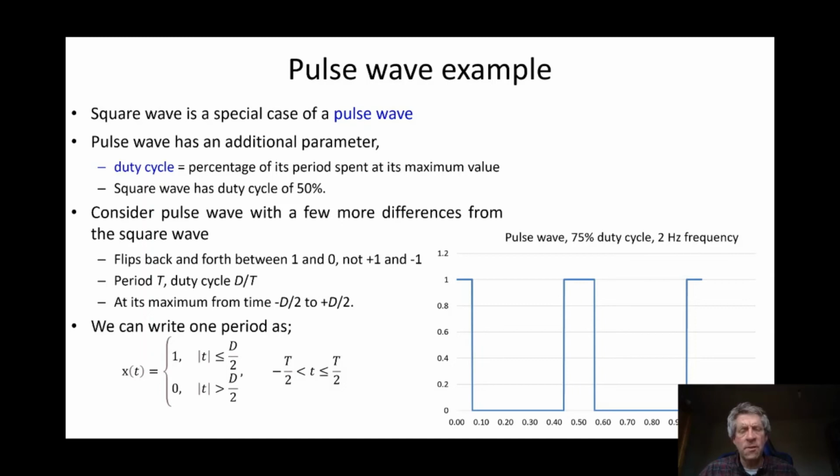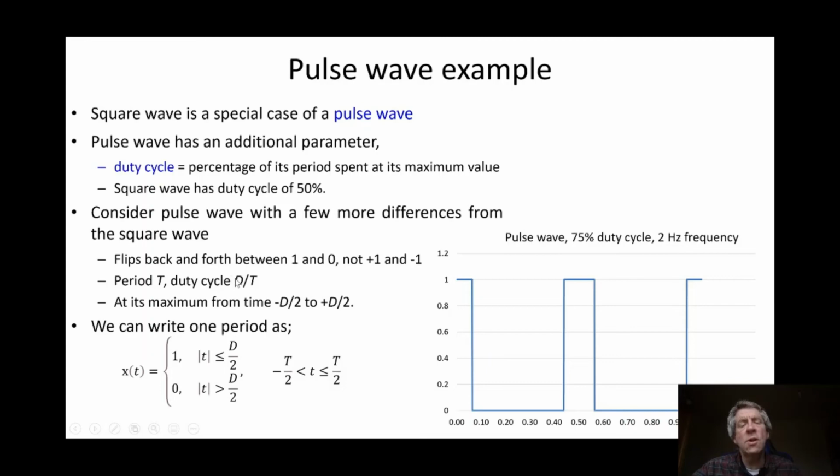So let's consider a pulse wave defined with a few more differences. First off, it's not going to flip back and forth between plus one and minus one, but back and forth between zero and one. So this is like a pulse occurring at regular intervals. Tick, tick, tick. It can have long gaps of silence in between those intervals. How much of a gap depends on the duty cycle. But bursts of one, then back to silence, then bursts of one. So it has a period. We'll define the duty cycle as D over T.